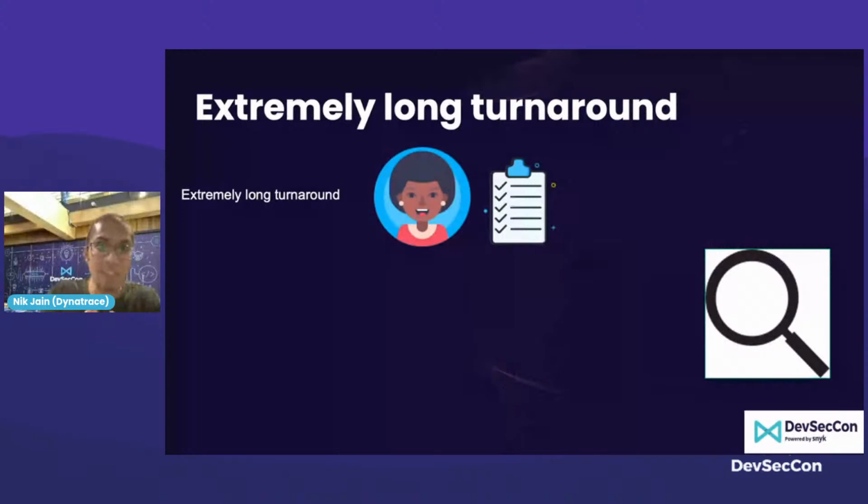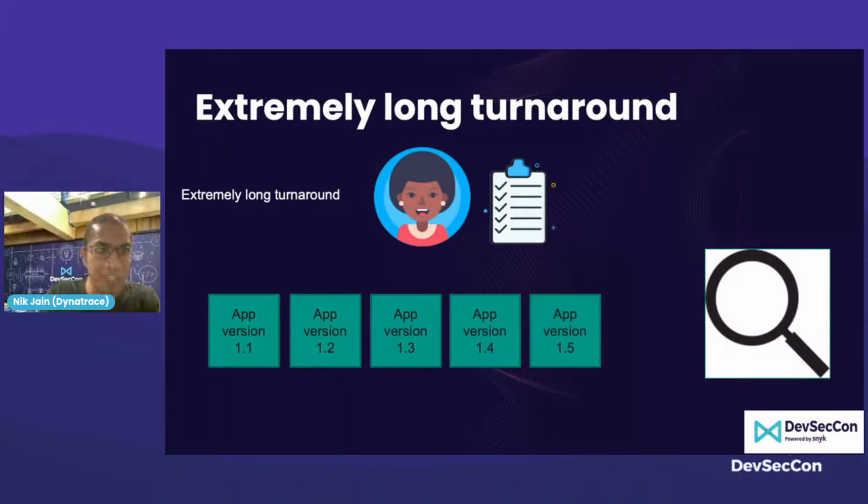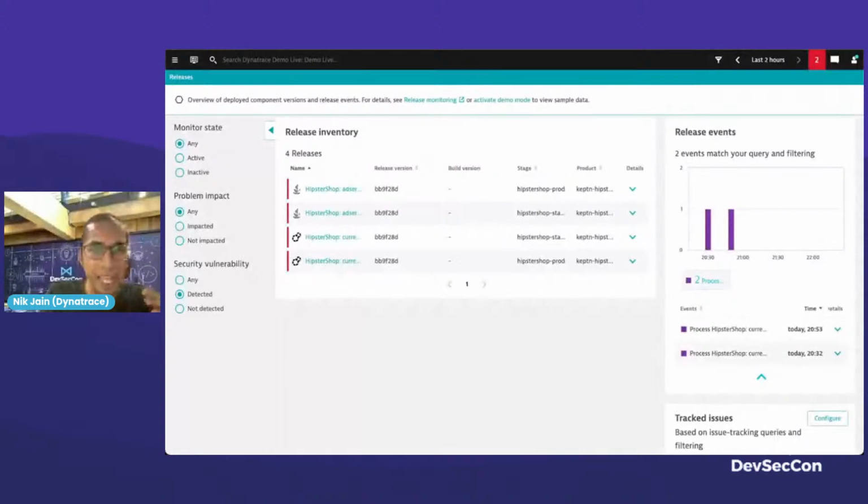The challenge is exacerbated as developers deploy every hour across tens of applications and hundreds of microservices and their associated versions. So you land up with various versions, and I've got some early answers for you. It can be contained with a view like this.